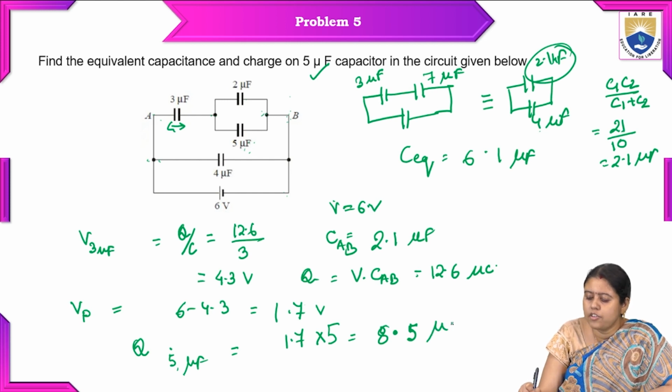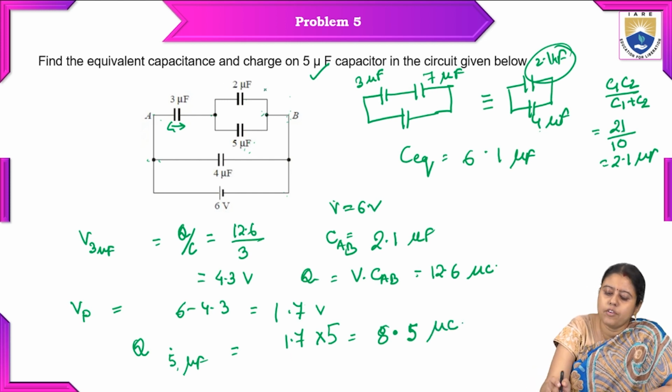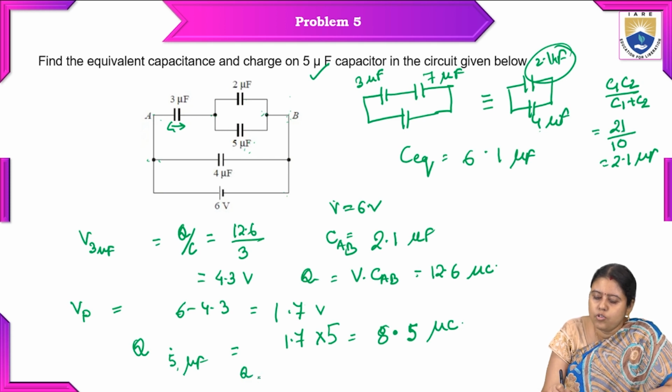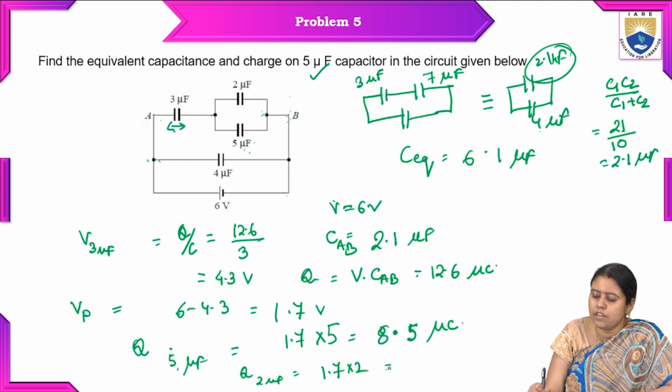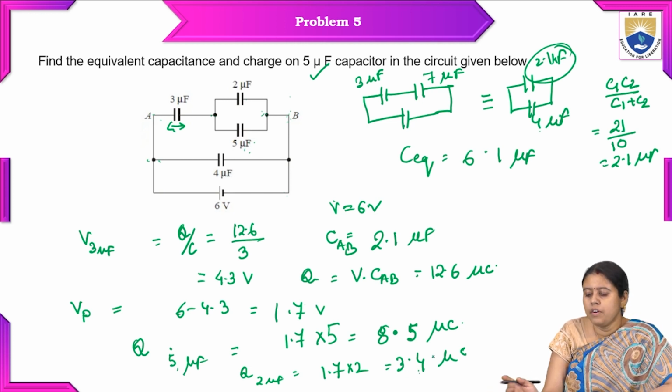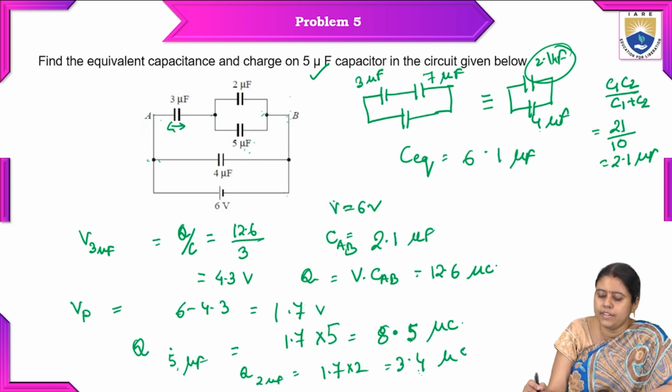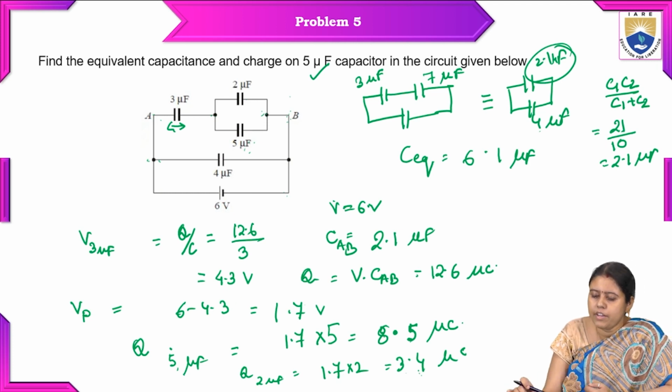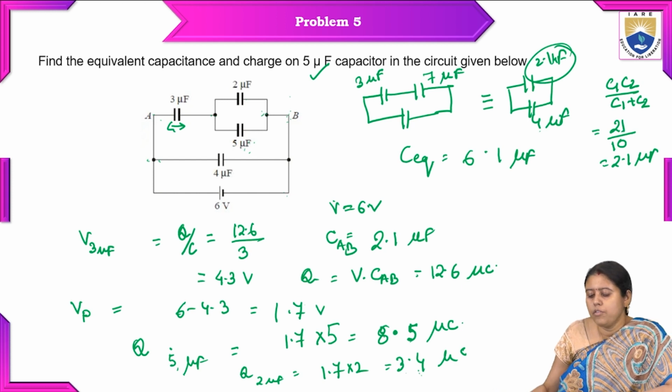8.5 microcoulomb. Again, if we want to cross-check, Q 2 microcoulomb means 1.7 into 2 is equal to 3.4 microcoulomb, and if we add this, we will get almost 11.9. So maybe some little calculation is the problem. Otherwise, we are getting the total Q value.